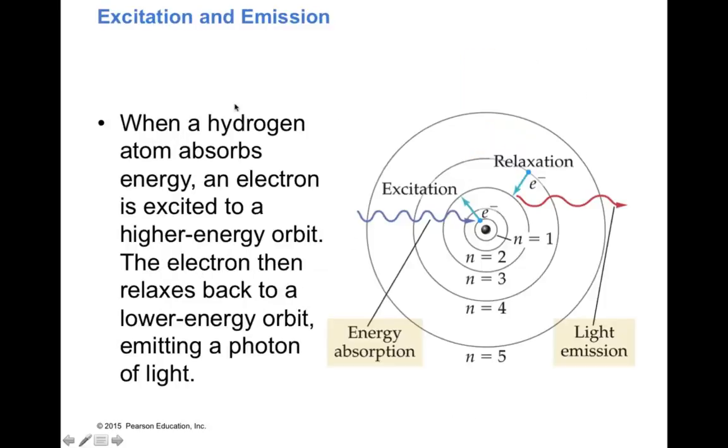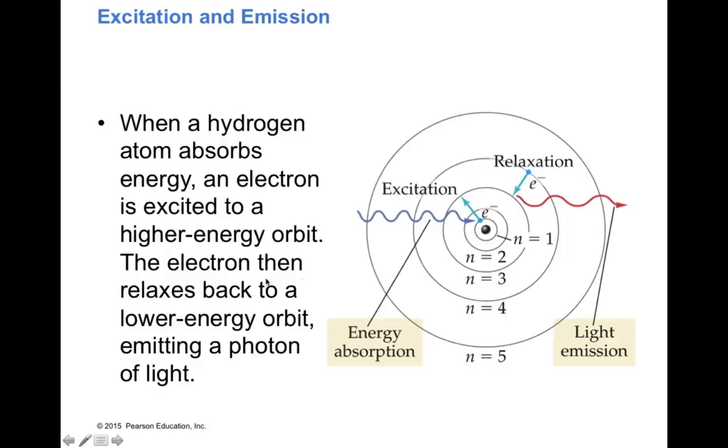So when a hydrogen atom absorbs energy, an electron is excited. It means that electron has more energy than it's supposed to have, and that will make the electron jump from orbit number one, maybe to orbit two or three or four or five. It could be to any orbit if it has the specific energy to reach that orbit.